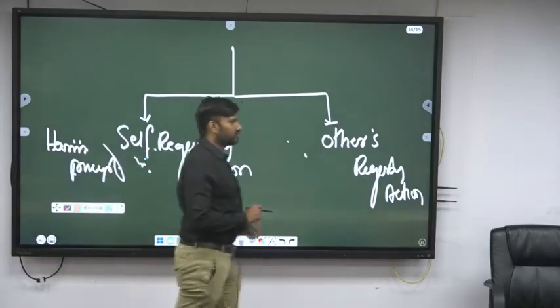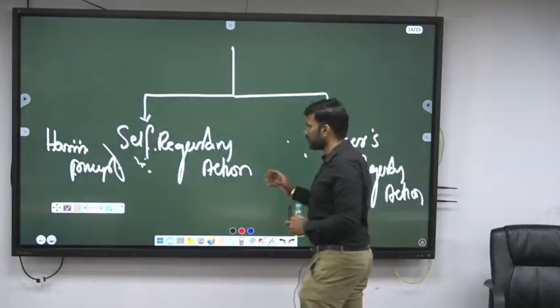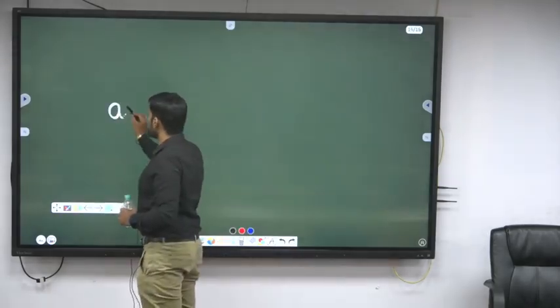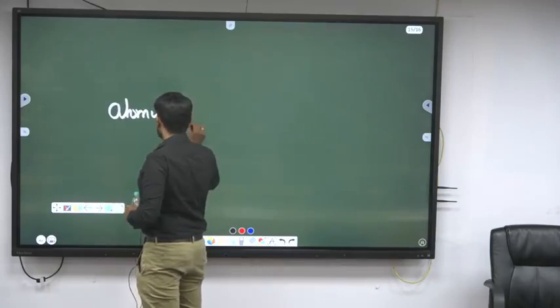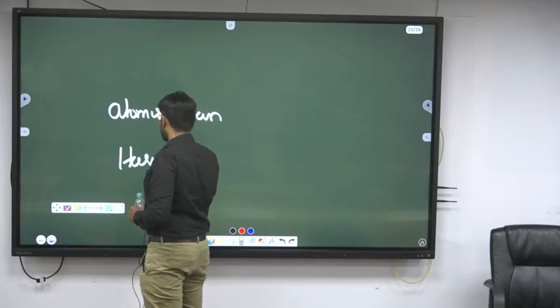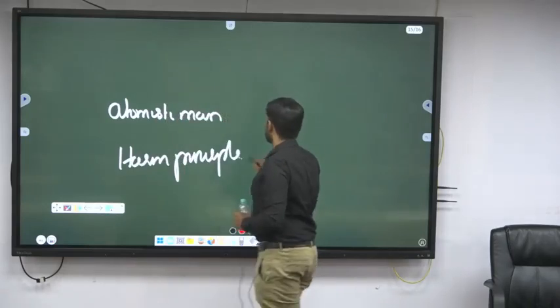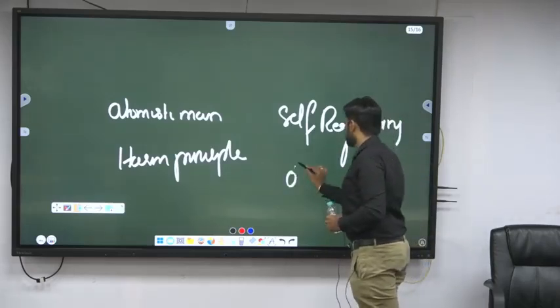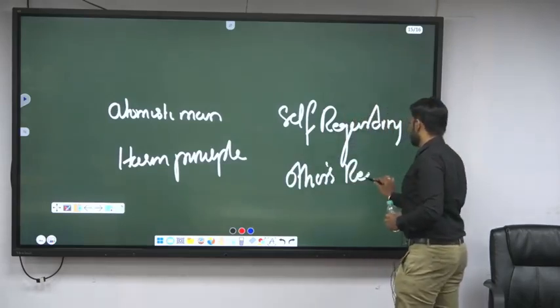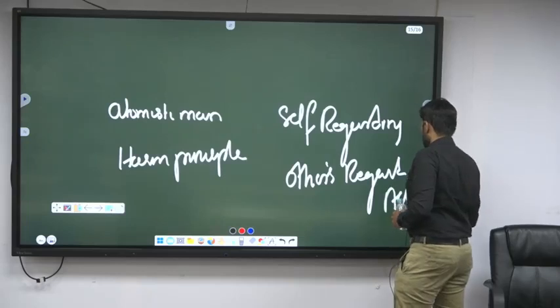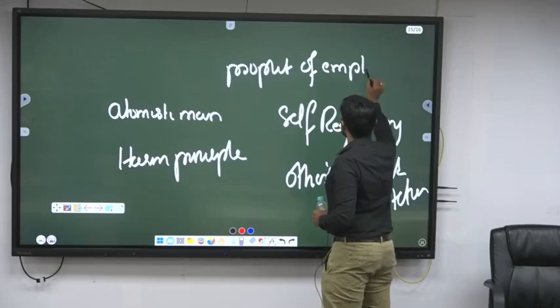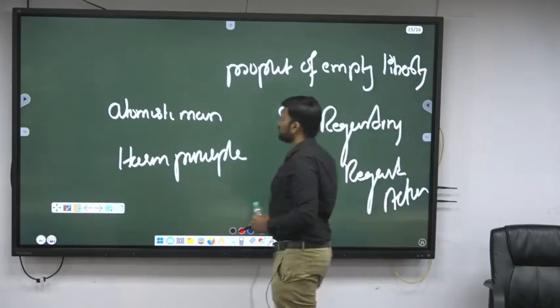So that is what we looked into: Mill's view on liberty and the criticism brought against Mill's view on liberty by Ernest Barker. Got it? So here the key words you have to remember are: atomistic man. The other keyword is harm principle. The other keyword is self-regarding action, and you have others regarding action, and the other keyword you will be remembering is prophet of empty liberty.